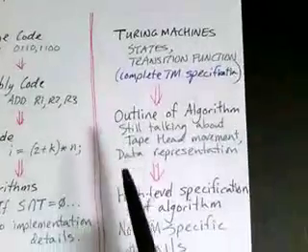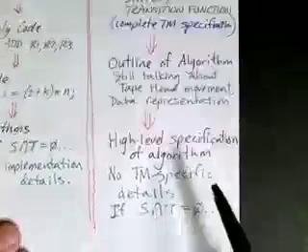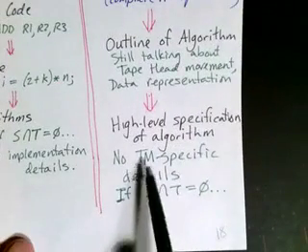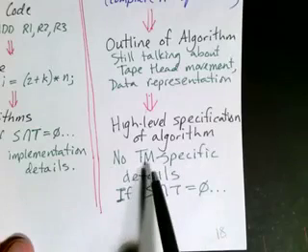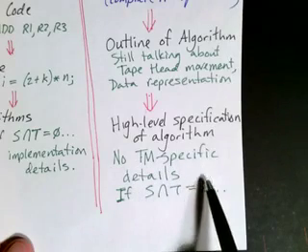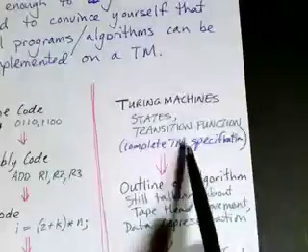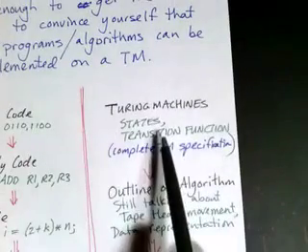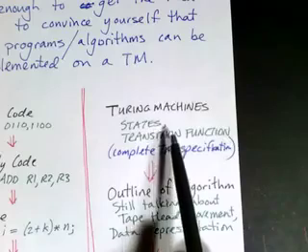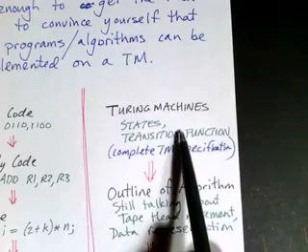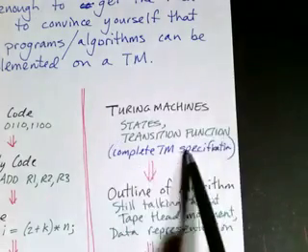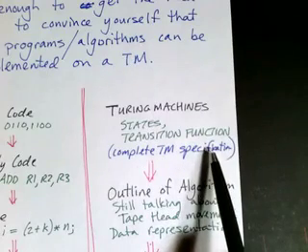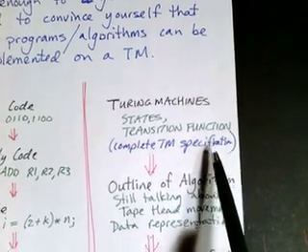Now on Turing machines we have a similar kind of hierarchy. At the very highest level of specification, we specify our algorithms with no implementation details. In fact, we have no Turing machine specific details at this highest level of specification. At the lowest level of programming our Turing machine, like machine code, we have a lot of detailed implementation information. What are our states? What does the transition function look like? It's kind of difficult to program a Turing machine at this level.